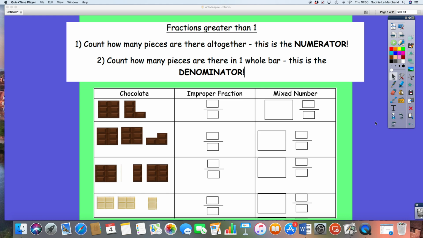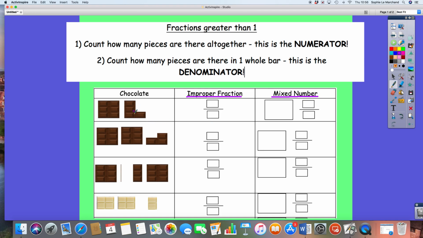Over the last couple of days we've been looking at equivalent fractions, but today we're going to look at fractions that are greater than 1, and we're going to use some chocolate bars to help us to understand that concept. And when we're dealing with fractions that are greater than 1, there are two different ways in which we can record these. Now, we can record them as improper fractions, but we can also record them as mixed number fractions.